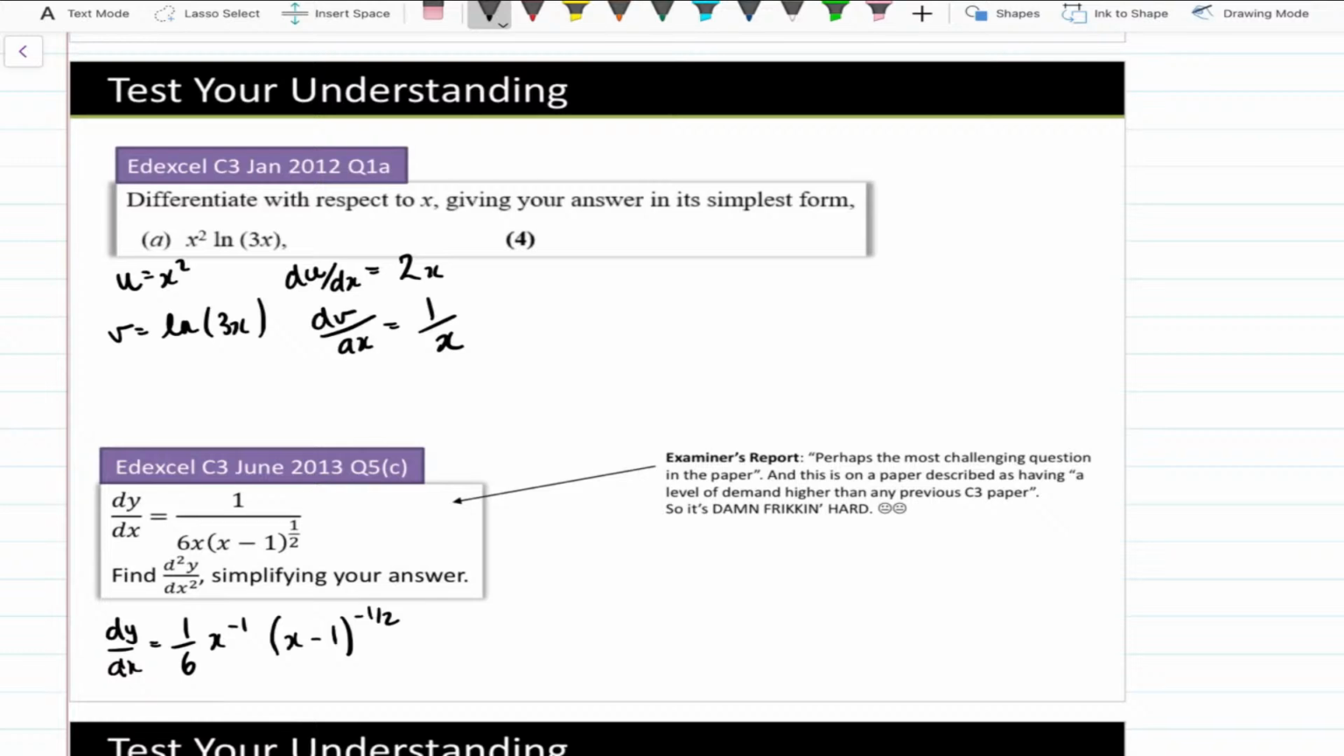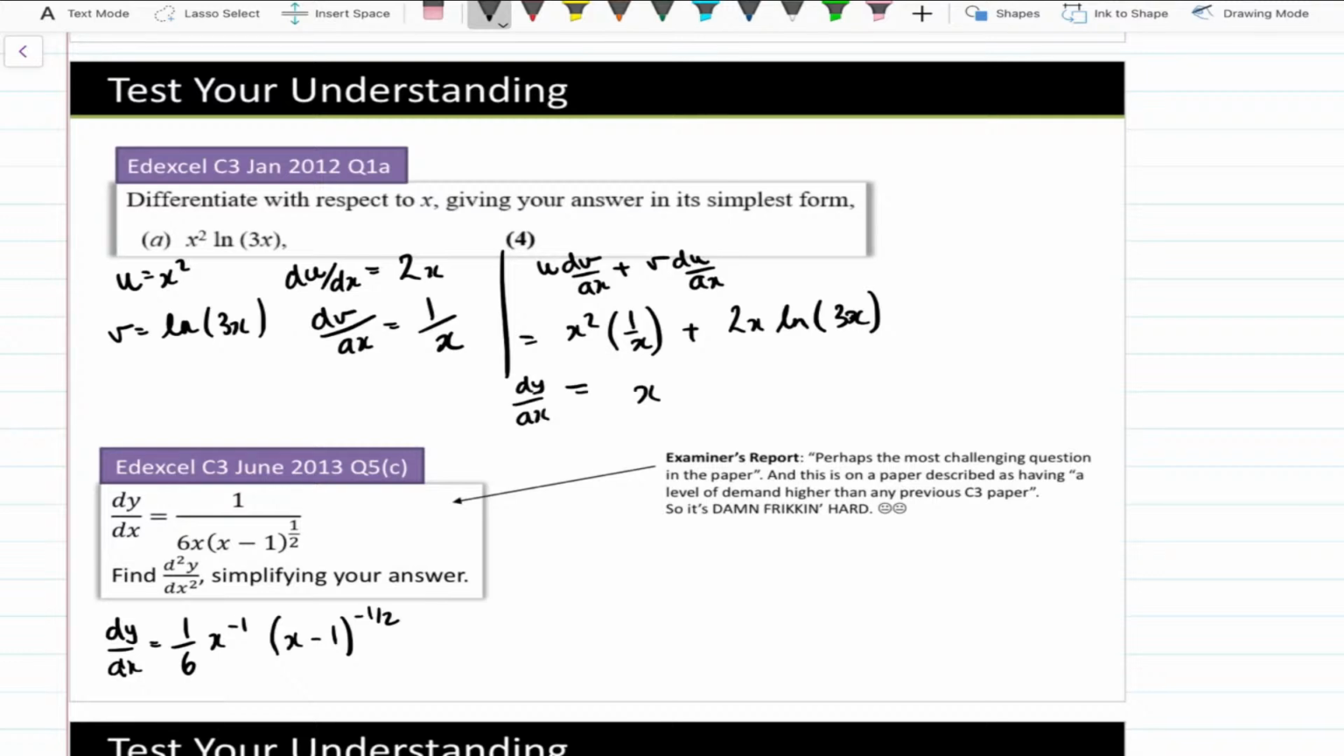So then we're going to use the product rule, which is going to be u dv by dx plus v du by dx, which is equal to x squared times by 1 over x, plus v du by dx, which is going to be the 2x ln of 3x, which just leaves us with dy by dx is equal to x plus 2x ln of 3x there, like so.